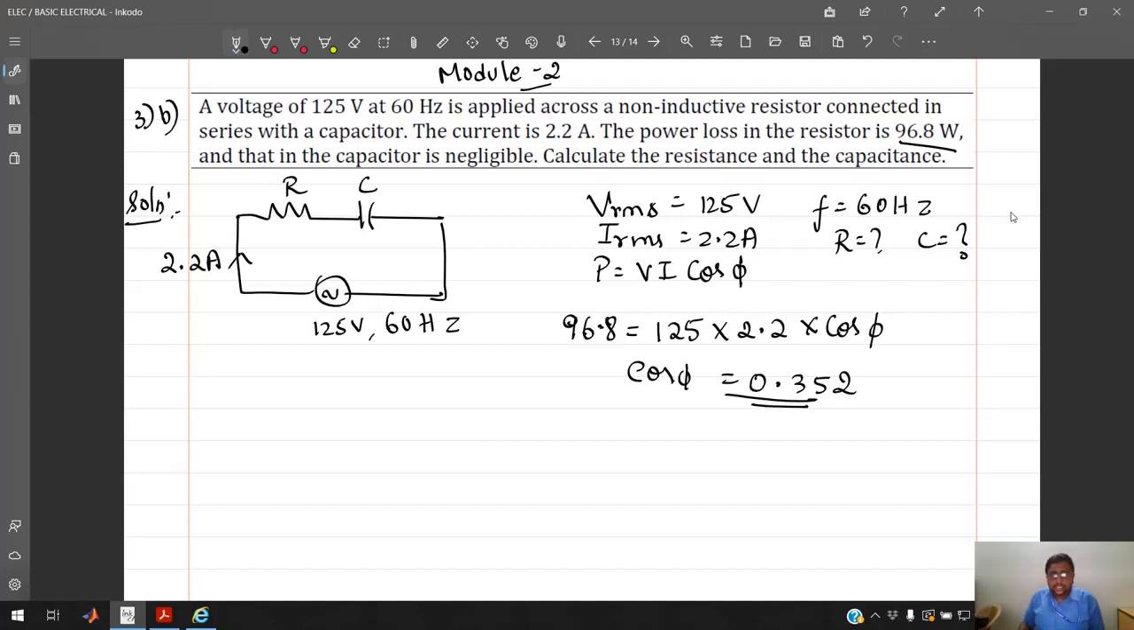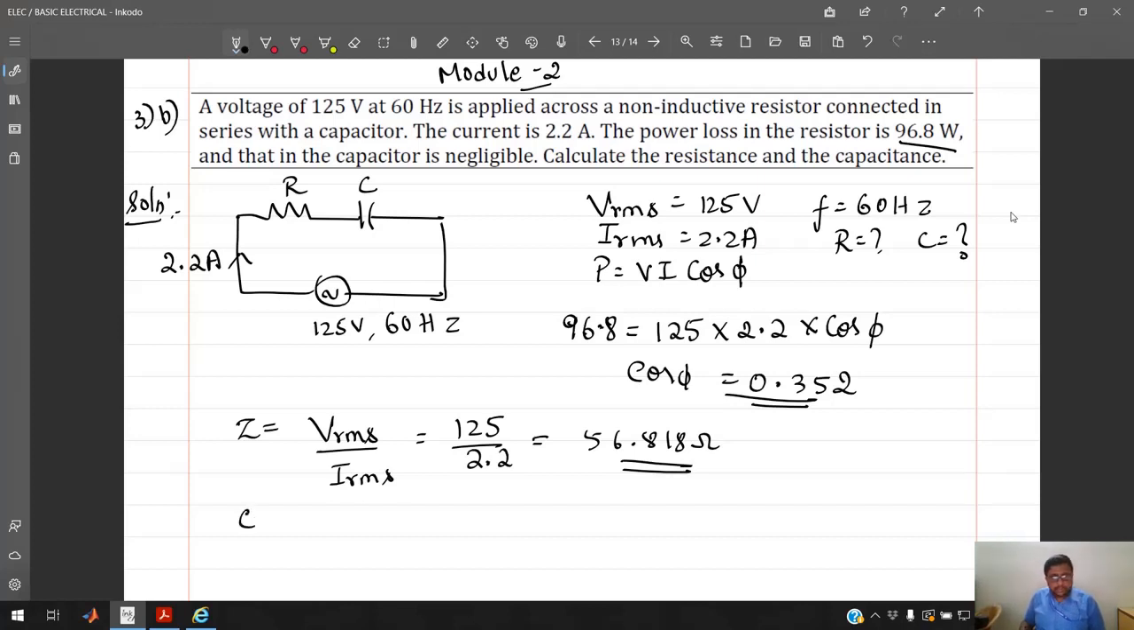So that is the value of cos phi we have got. Now why do we require cos phi? Because in an RC circuit, we know that cos phi is equal to R by Z. So if I calculate cos phi as well as Z, I can easily calculate the value of R, and we can calculate the value of XC, thereby you can calculate C. So once you calculate cos phi, you can calculate Z. We know that Z is V by I, so VRMS by IRMS, that is nothing but 125 divided by 2.2. If you calculate, you are going to get Z as 56.818 ohms. So that is the value of Z.